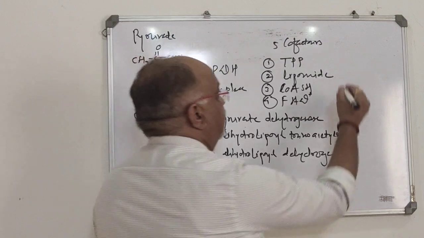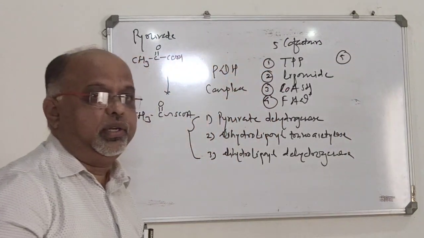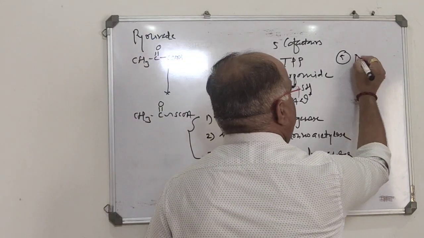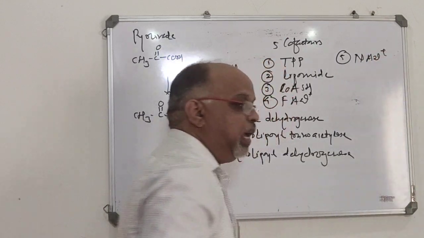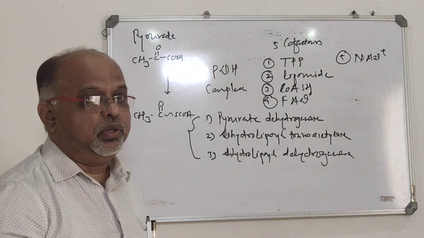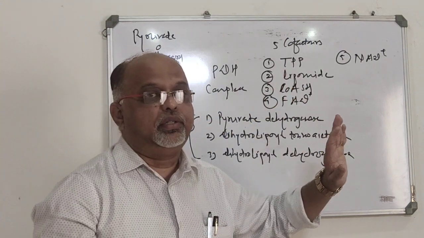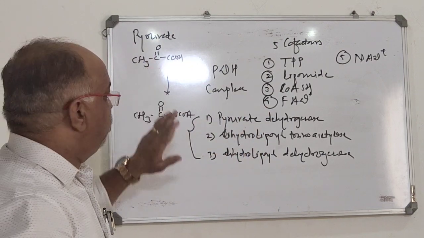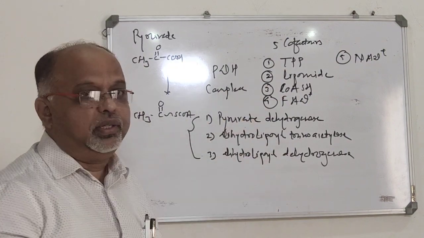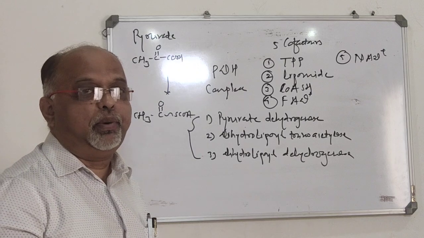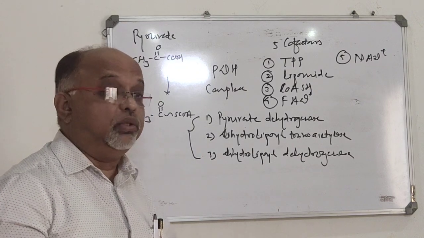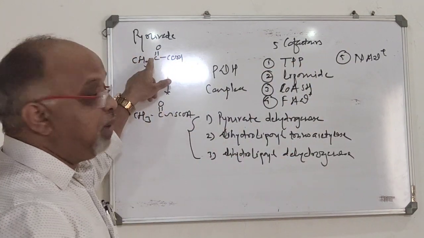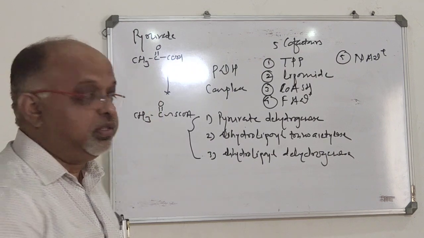And the last cofactor, the fifth cofactor necessary for this multi-enzyme complex to carry out the reaction, is known as NAD, nicotinamide adenine dinucleotide. So without these cofactors, this multi-enzyme complex cannot convert pyruvic acid into acetyl CoA. They are an essential part of this multi-enzyme complex. Now let us see how these three enzymes, by using the 5 cofactors, convert pyruvic acid into acetyl CoA, step by step.